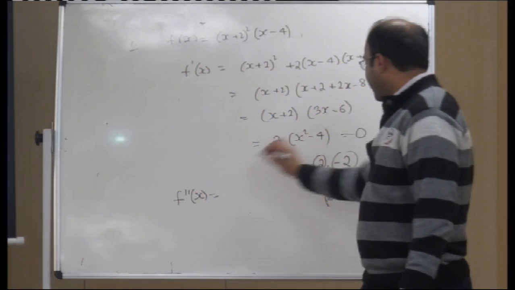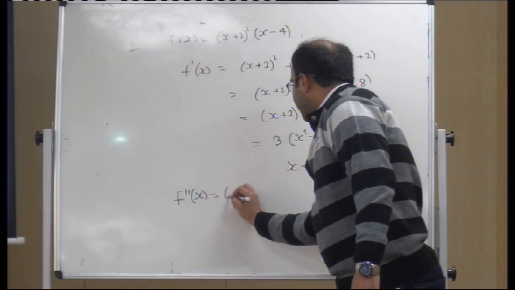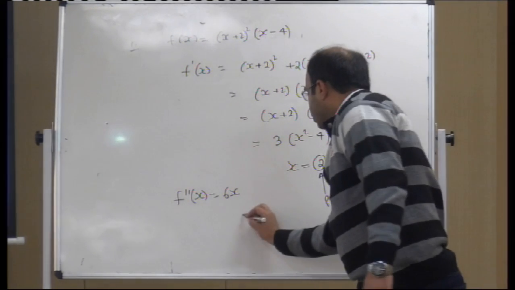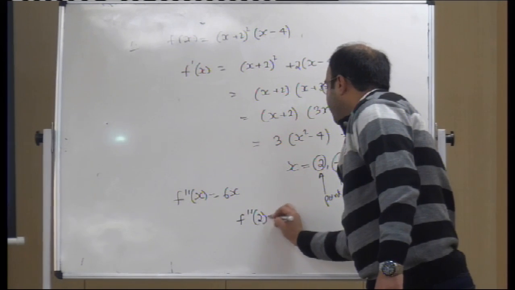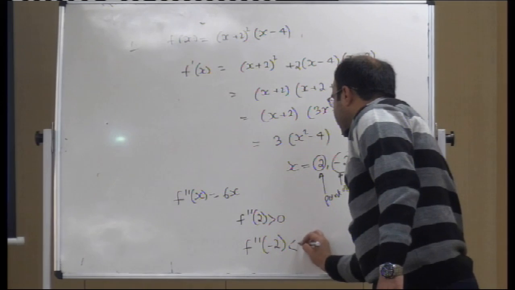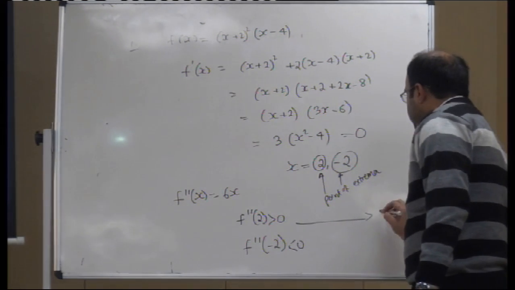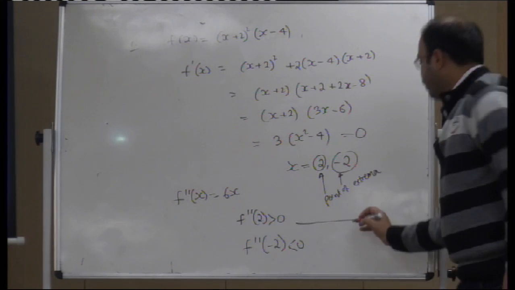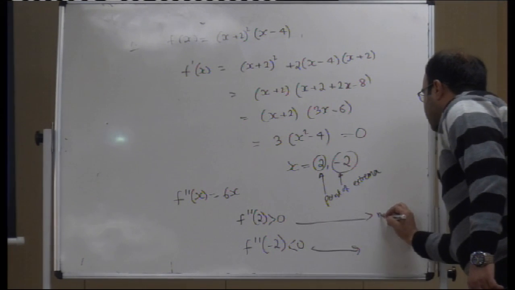So when we take the double derivative here, this would become 6x. Is this okay? And when you put 2 here, f double dash of 2 would be greater than 0, and f double dash of minus 2 would be less than 0. Greater than 0 means that 2 was a point of minima, and minus 2 means that it was a point of maxima.